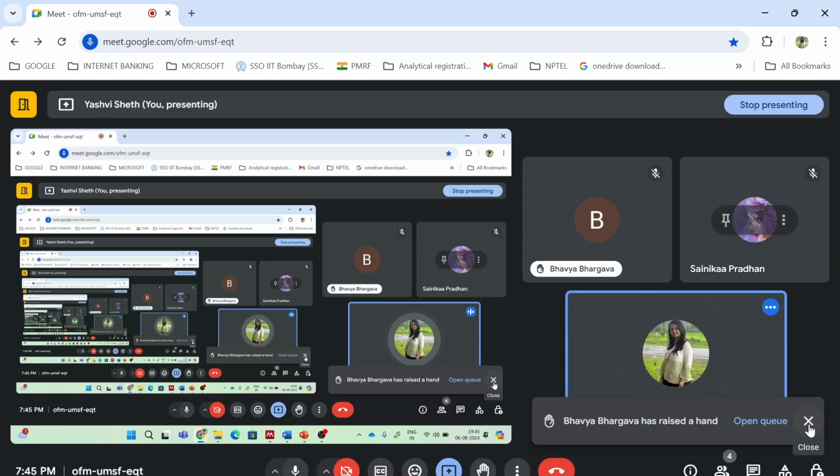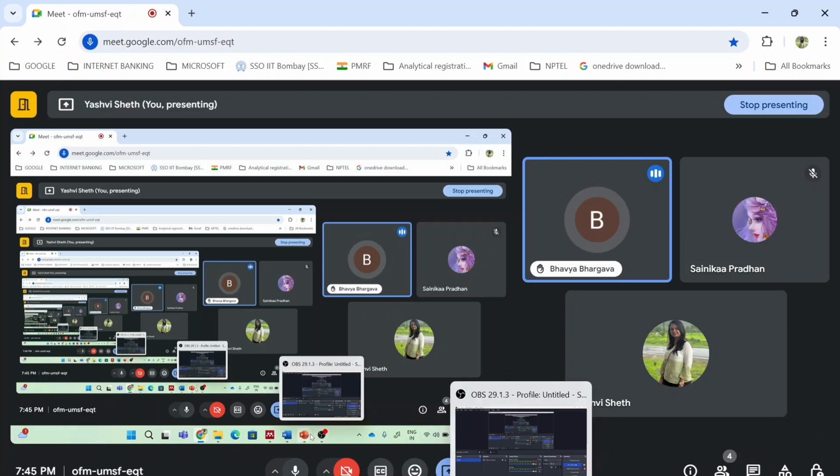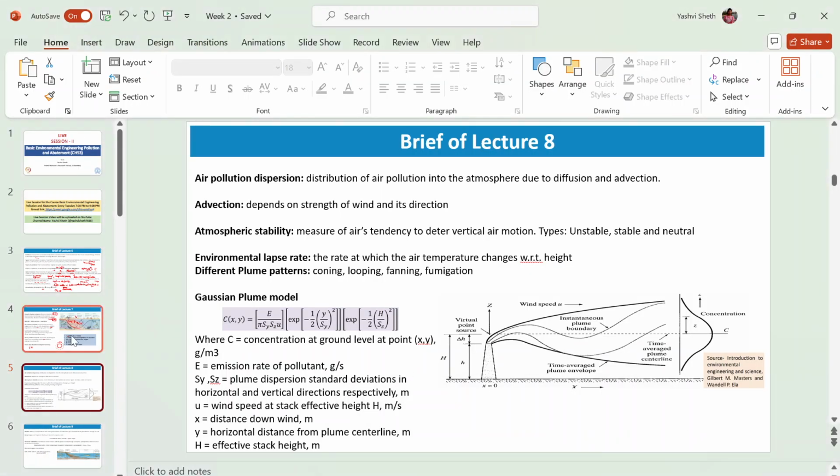Yes, Bhavya. Ma'am, I had a question that there is a variable y which says distance from center line of the plume, on the slide which you were explaining right now. So horizontal distance from center line means, is it in the XY plane? You have to imagine, we are coming to that point actually. I have just started this slide.